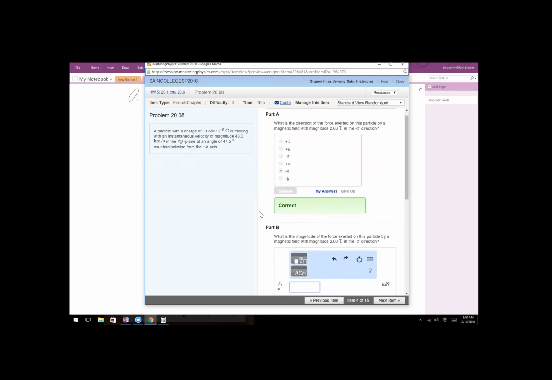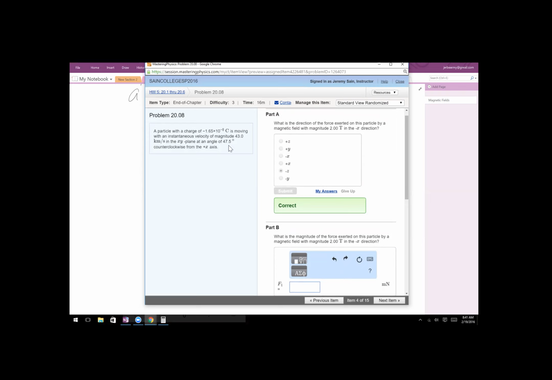Then as far as the magnitude, it's just straight plug into the formula. So QVB sine theta. So my Q is 1.65 times 10 to the minus 8. My V is 43,000. And theta, well, theta is really this obtuse angle here, but sine of it is actually the same as the other one. But let's go ahead and use the other one.